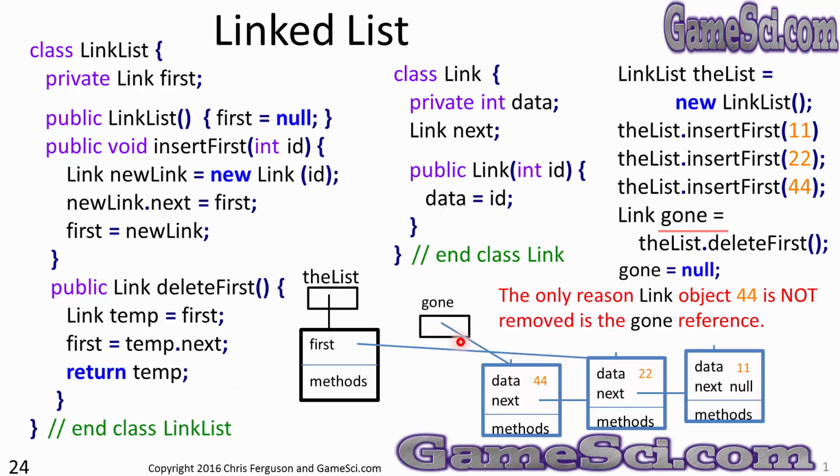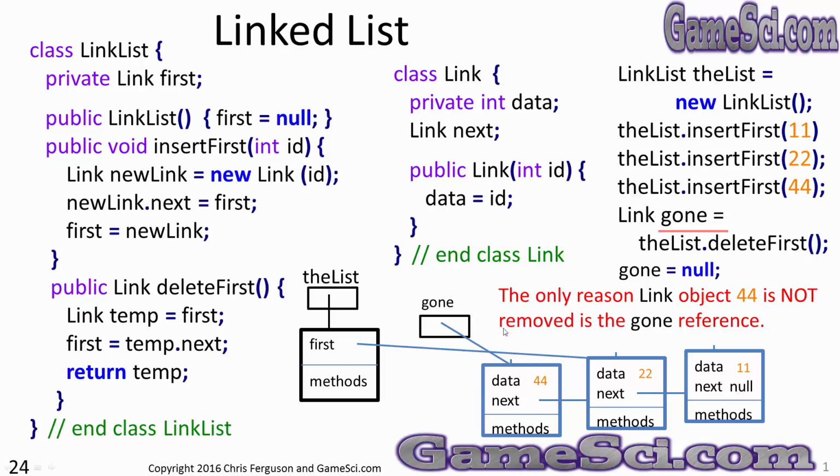And I transferred the temp reference to the gone variable. The only reason link object 44 is not removed from memory is the gone reference. I'm holding on to it just for a short bit of time here so garbage collection doesn't delete it. Right now at this point, essentially the link object with data 44 is out of the linked list, but it's not completely deleted because the gone reference is attached to it.